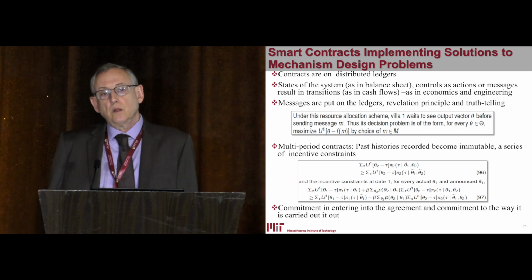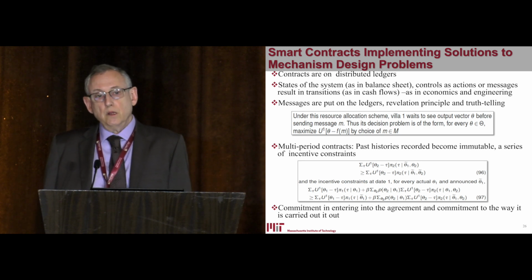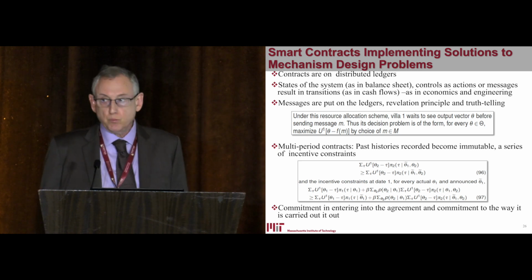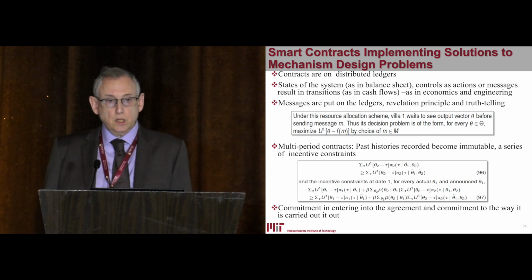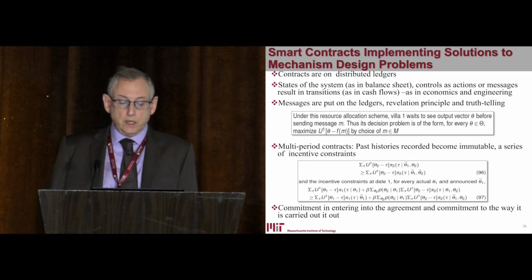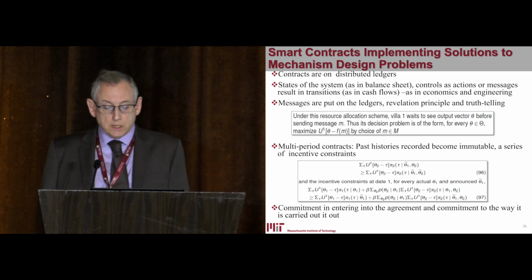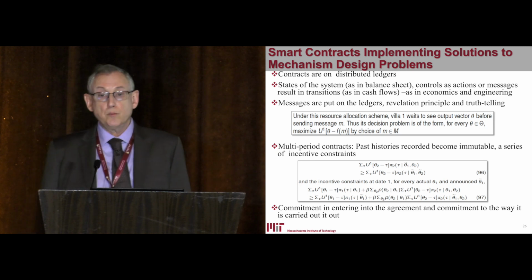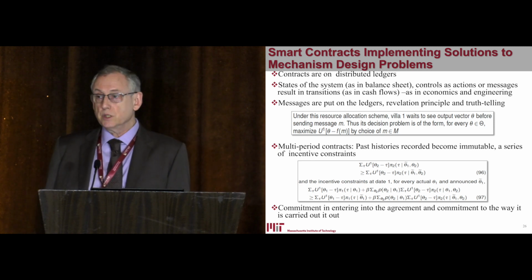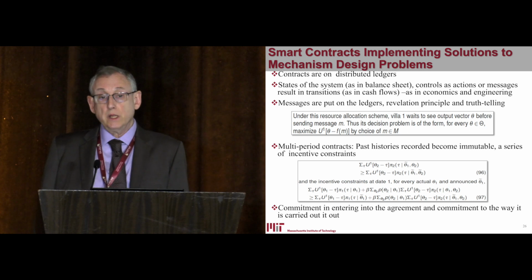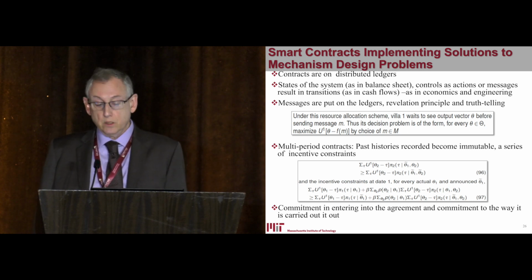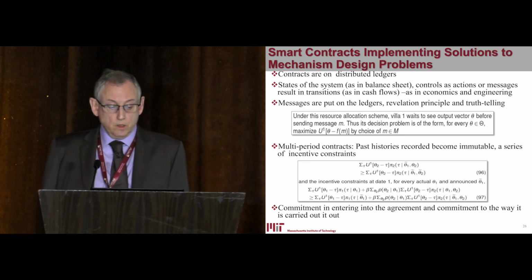So smart contracts on a first pass can be thought of as a way of implementing solutions to mechanism design problems. What do contracts have to do with ledgers and distributed ledgers? The contracts are put on distributed ledgers. So think of the state of the system as a balance sheet item, controls as actions or messages, actions taken or messages sent, which result in transactions as in cash flows. And this notion of states and controls and so on is the language of economics, the language of programming, the language of engineering. But that's the analogy to the ledgers, stocks and flows.